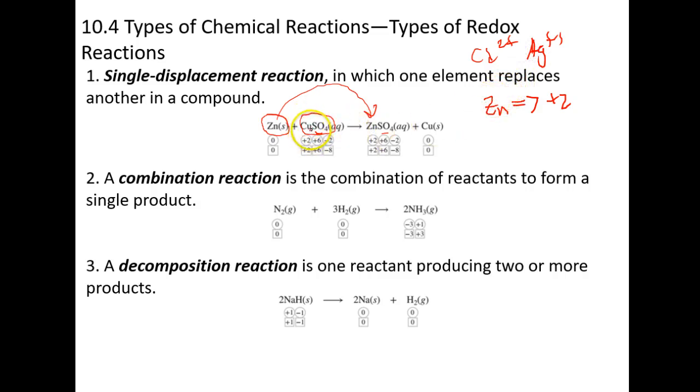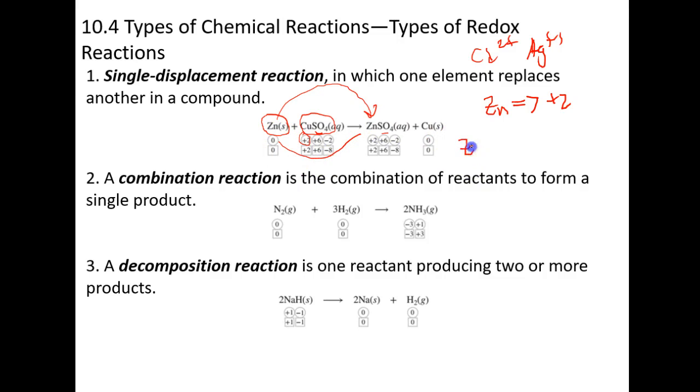How do I know it's a +2? Well, do the crisscross applesauce. You also know that sulfate is a -2 charge from your polyatomic ion sheet. So because this is a 1-to-1 ratio, your copper has to be a +2 charge. So that's why they put a +2 here. Okay, so your zinc is going from 0 to +2.